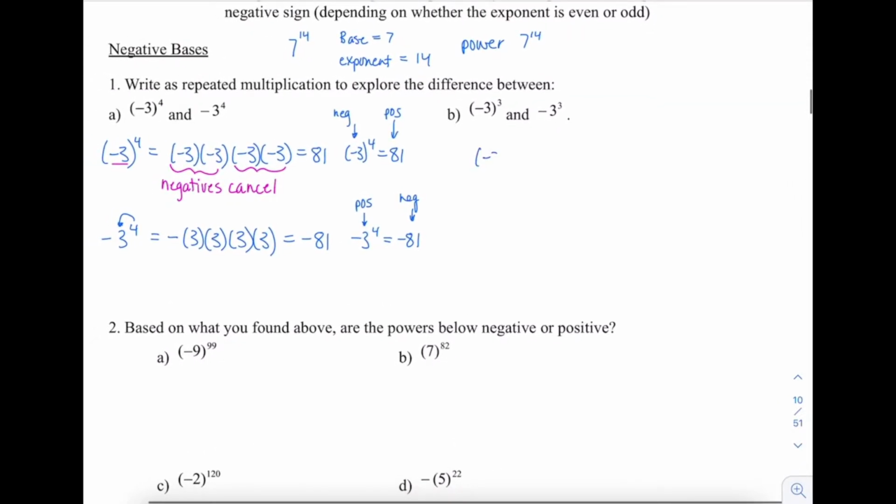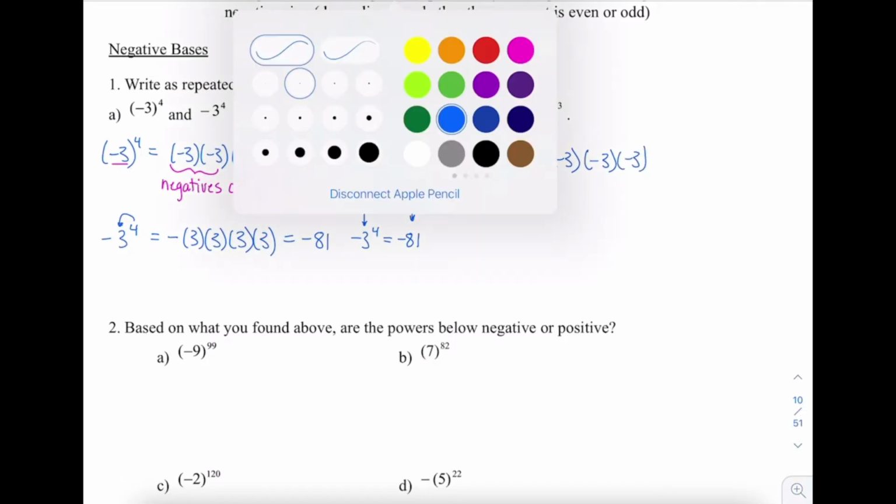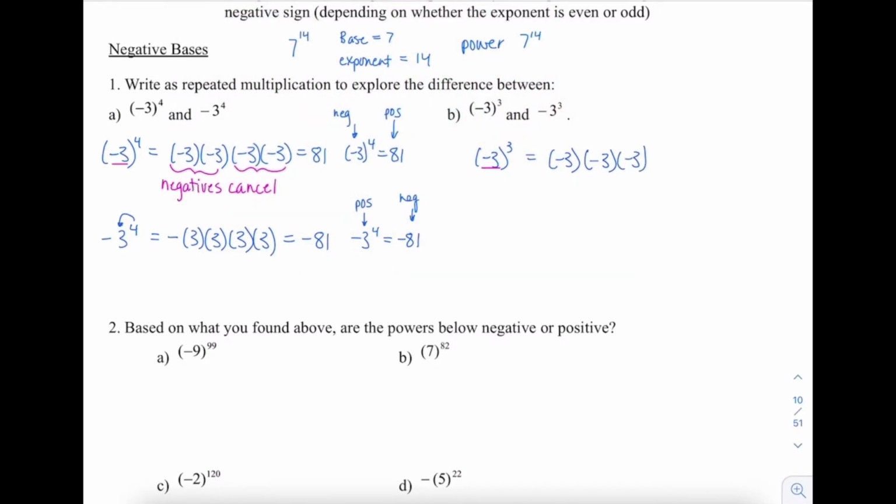I have negative 3 to the power of 3, and we can see that the exponent of 3 applies to the negative as well as the 3 because the base of negative 3 has brackets around it. When I multiply this, I can see that the negatives of the first two bases cancel out, but then I have a third negative. So my overall quantity is going to be negative 27. And in my next case, remember, the exponent of 3 does not apply to the negative, it only applies to the base of 3.